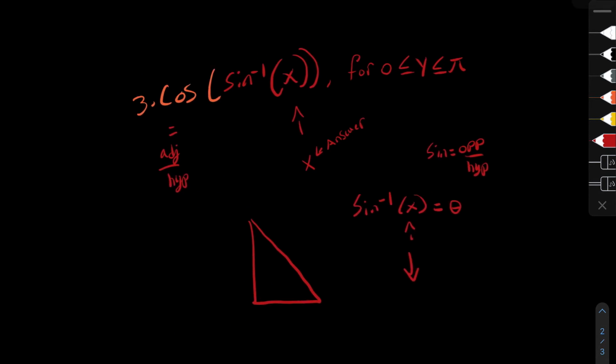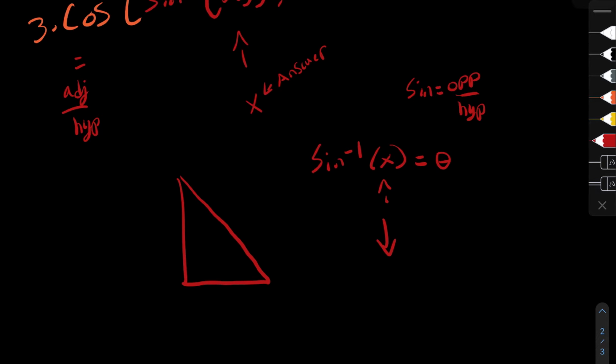So we can go back down to our equation and say, let's just switch it up. So we have sine, regular sine, not inverse, of theta equals x. You can see that the only things we changed are that we swapped the positions of our angle and our answer, and then we made it a regular sine.